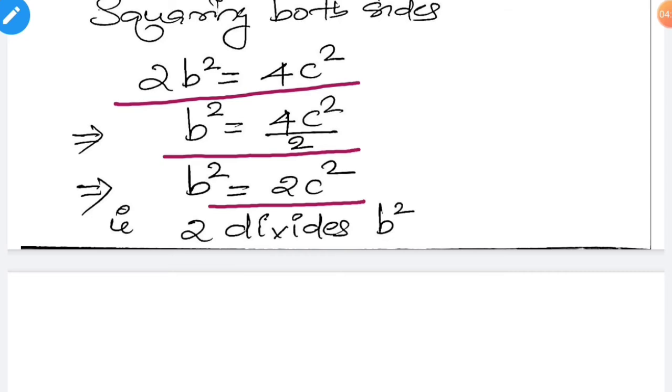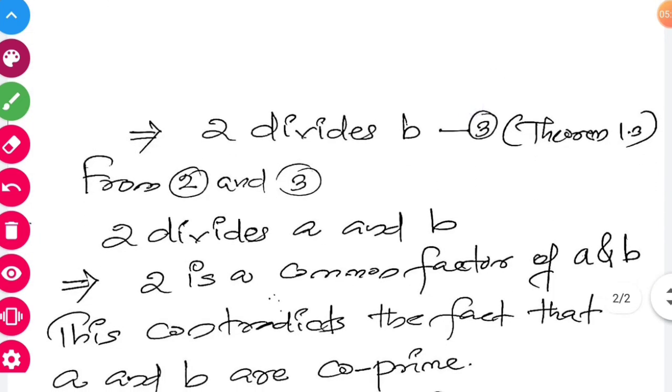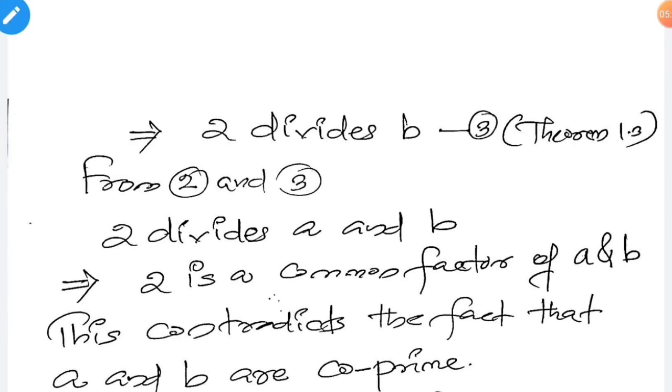What is meant by b square equal to 2c square? b square is 2 into something, and 2 into something means it is a multiple of 2. So b square is a multiple of 2. In other words, 2 is a factor of b square. So we can write 2 divides b square. We got 2 divides b square.